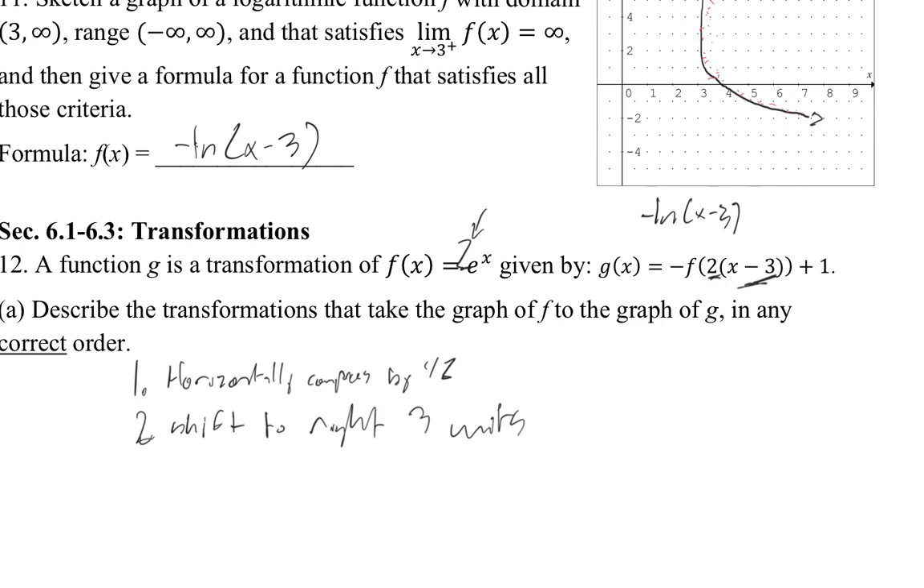So now let's worry about, what else do we have here? We've got this negative sign here, which should reflect it across the x-axis. Then finally we can shift it up 1 unit because of this +1. So there we go. There's an example.